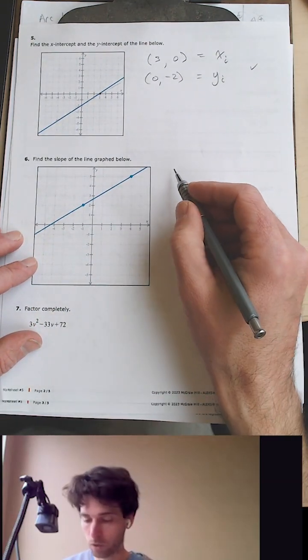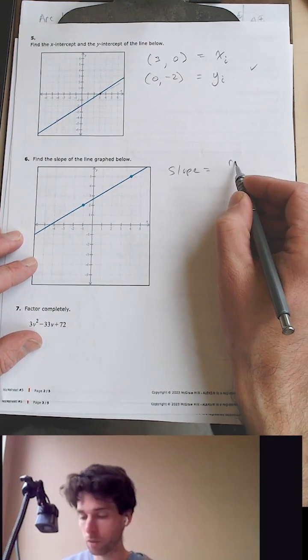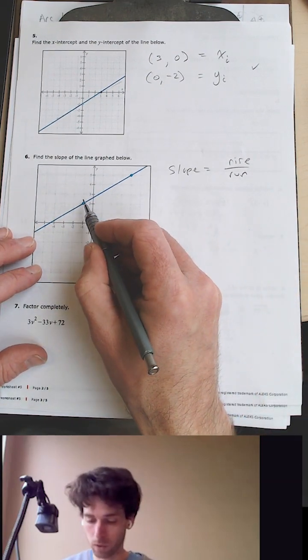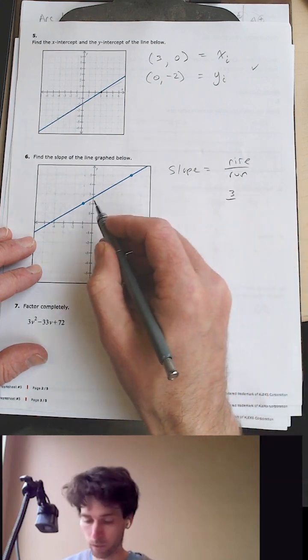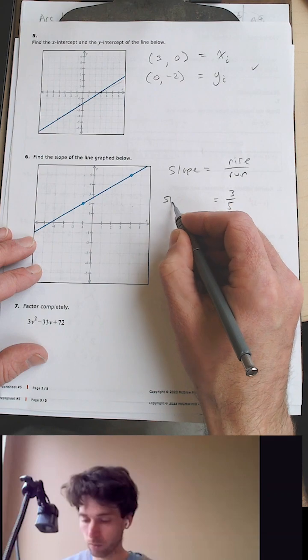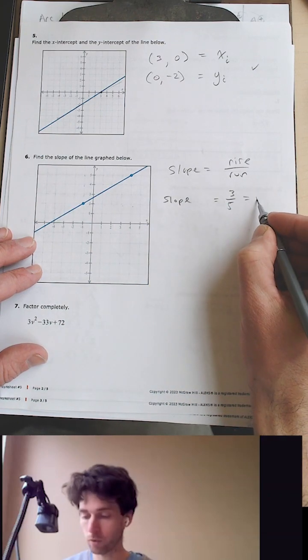Find the slope. So what is slope? Slope is equal to rise over run. So we're going to go 1, 2, 3 up, and we're going to go over 1, 2, 3, 4, 5. And that's equal to slope, which is sometimes referred to by the variable m.